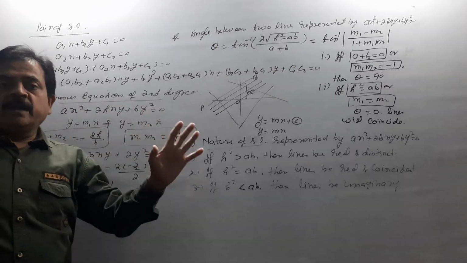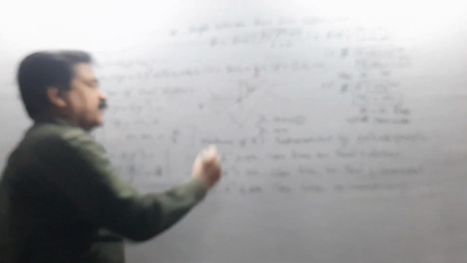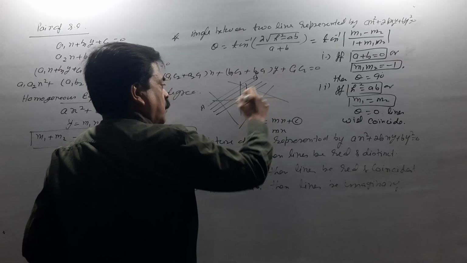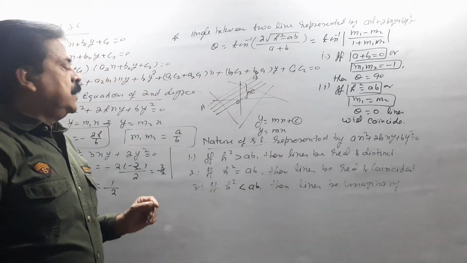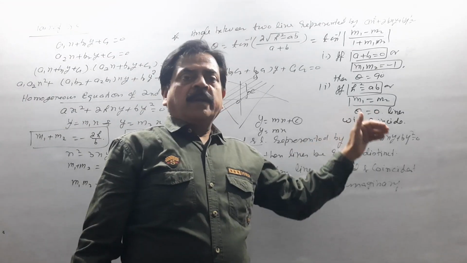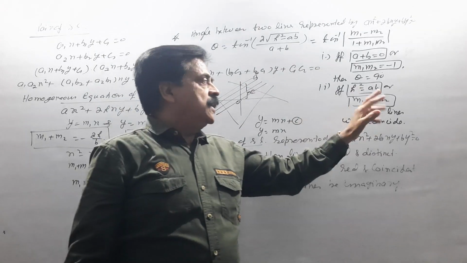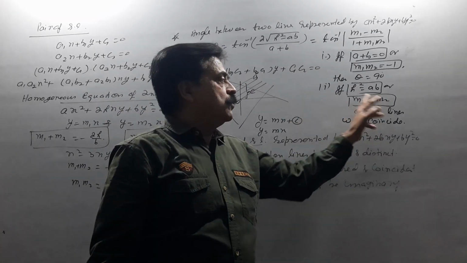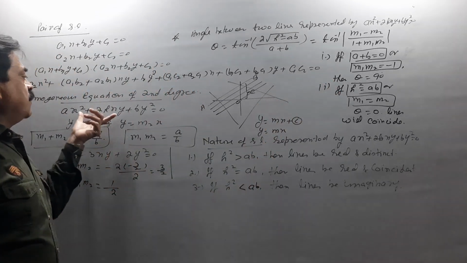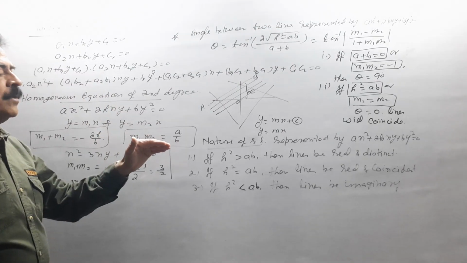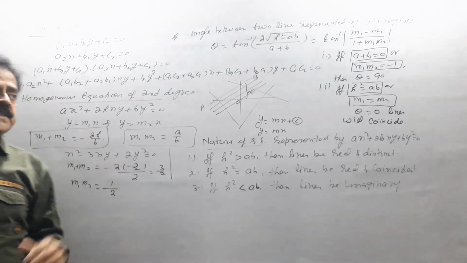They will never be parallel. They will always coincide because both lines pass through the origin. If two lines are passing through the origin and theta is 0, they will always coincide, they will not be parallel. The condition of parallelism and the condition of coincidence are the same: for theta equals 0, m1 equals m2 and h square equals ab. h square equals ab if a pair of lines is known, m1 equals m2 when two separate lines are known. So the topic of pair of straight lines is completed here.